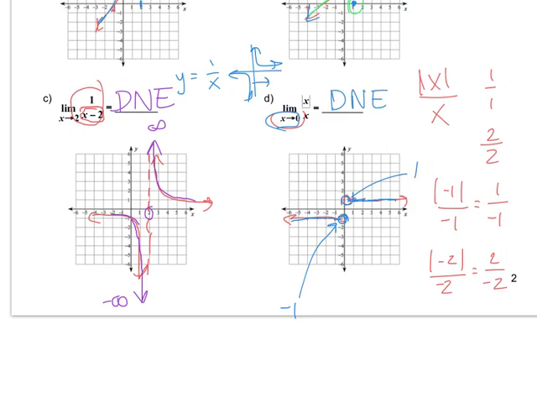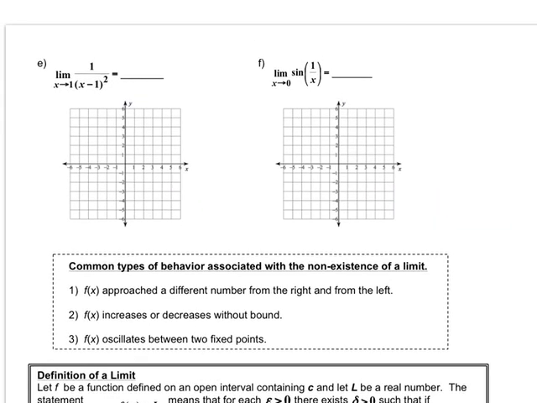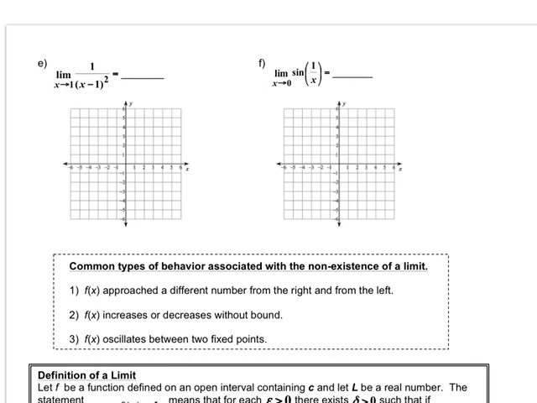Alright, just a couple more examples and then we'll recap when we have limits and when we don't have limits. Let's graph this one, example E. So the limit of 1 over (x minus 1) squared.